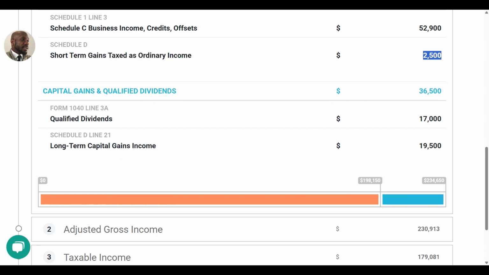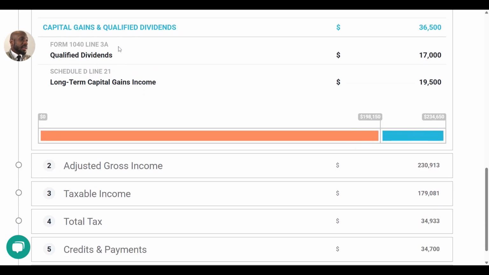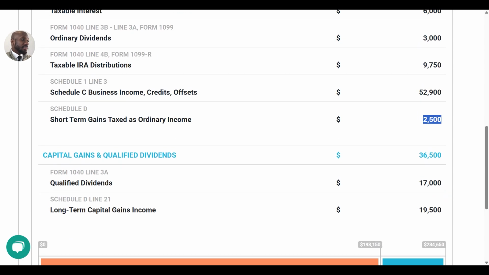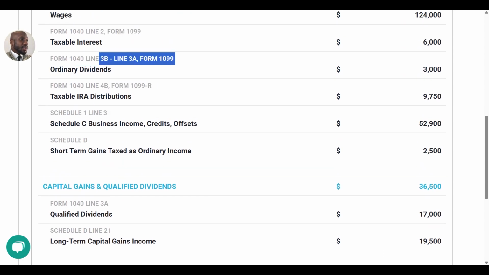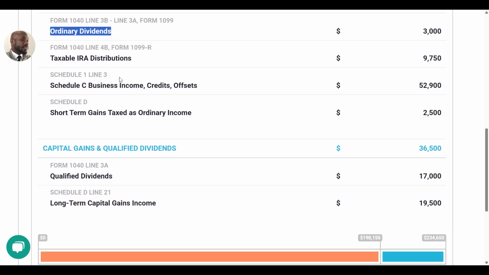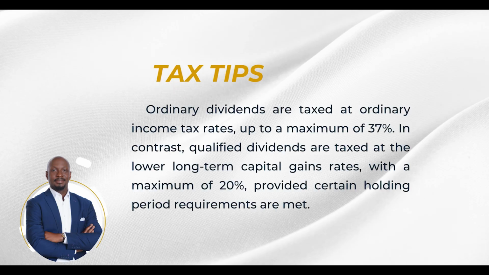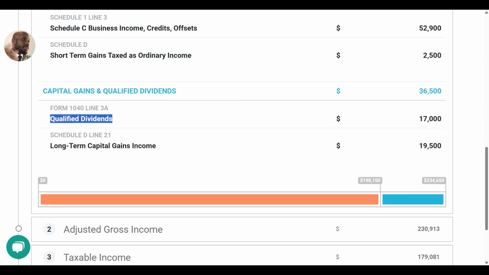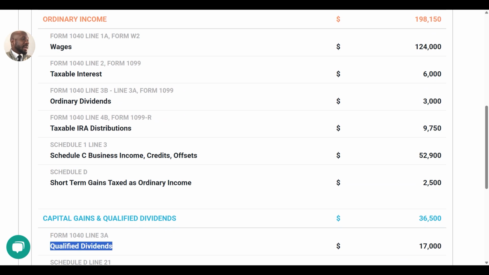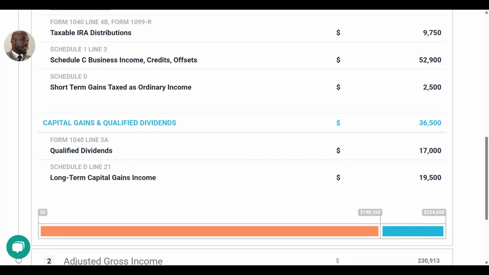Okay. And then they also have some capital gains and qualified dividends. So this will be taxed more favorably than ordinary dividends. Ordinary dividends are taxed as ordinary income, whereas qualified dividends are taxed at capital gains tax rates, which can be 0, 15%, or 20%. That's the maximum under the current tax law. Ordinary dividends are taxed at the ordinary income tax rate, so it can be as high as 37%.